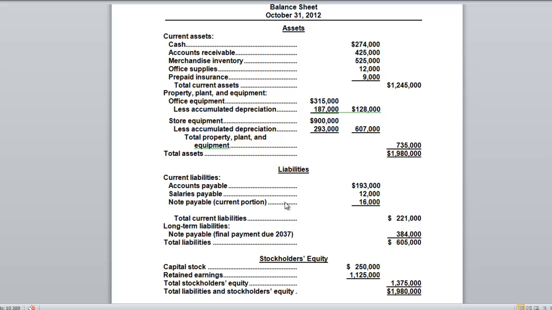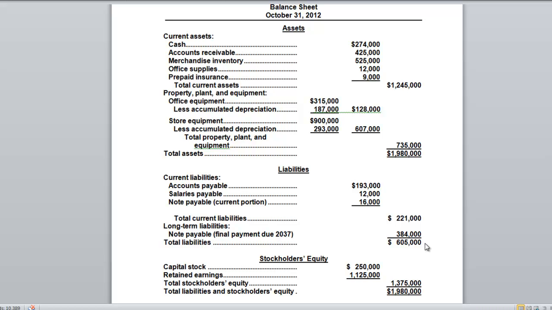So if we look at the figures, it tells us that $400,000 is the total of our notes payable. $16,000 of it is going to be due within the upcoming year. So we take that $400,000, we split it between $16,000 that's current and $384,000 that's non-current or a long-term liability. We look at the total of our current liabilities, they equal $221,000. The remainder of our liabilities are long-term. The total of our liabilities is $605,000.